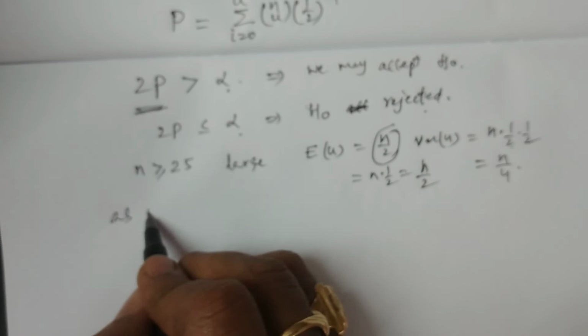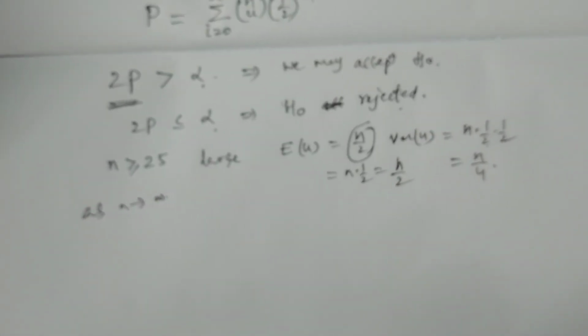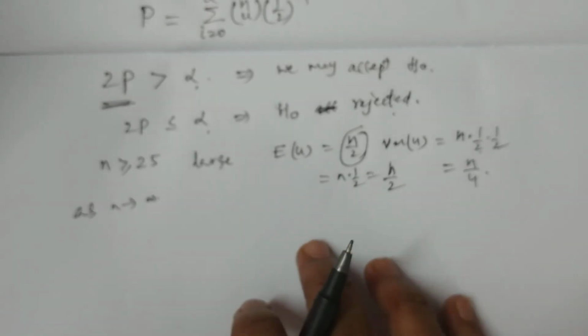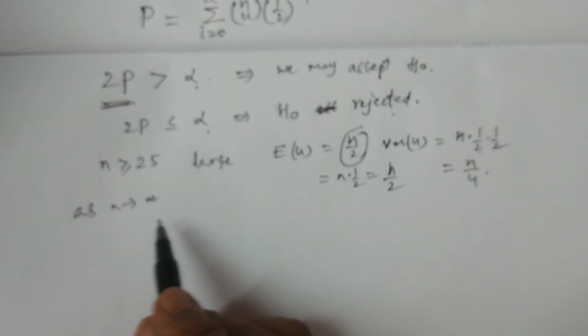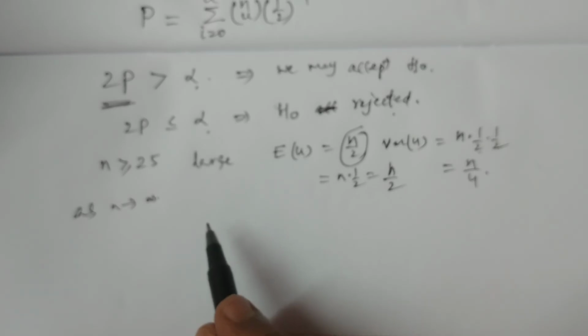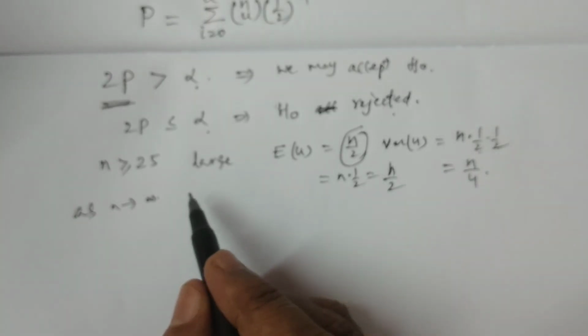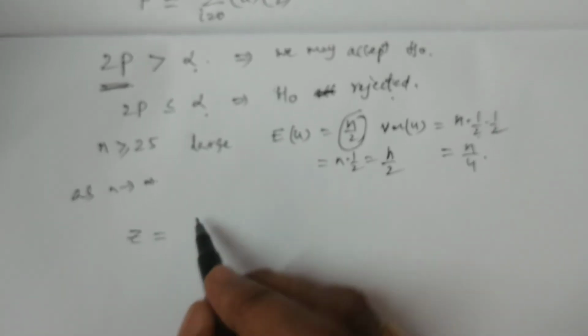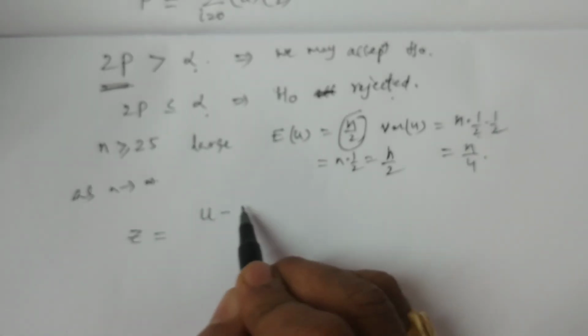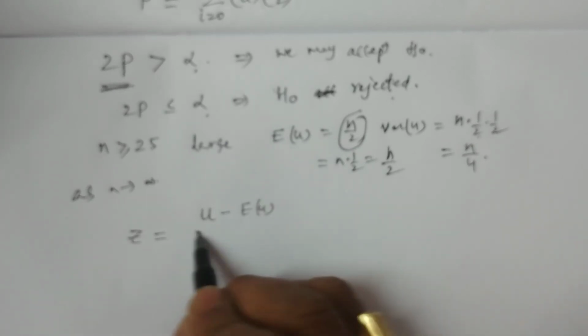As n tends to infinity, the binomial distribution tends to the normal distribution. That is the case exactly we consider. Is it clear? So as n tends to infinity, the binomial distribution tends to the normal distribution, with expectation of u and variance of u as calculated. The test statistic based on the normal distribution becomes z equal to u minus expectation of u, divided by the standard error of u.